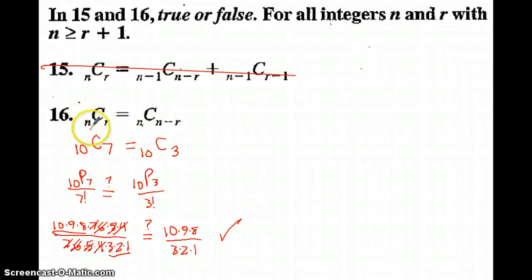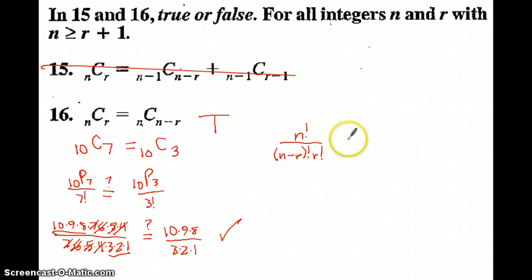But in general, is that actually true? Well, you don't have to prove it. You just have to say true or false. I mean, hopefully this is enough to convince you. If not, you could say, well, NCR in general, that's n factorial over n minus r factorial times r factorial. This one is NC n minus r, so this would be n factorial over, same sort of thing, n minus r.